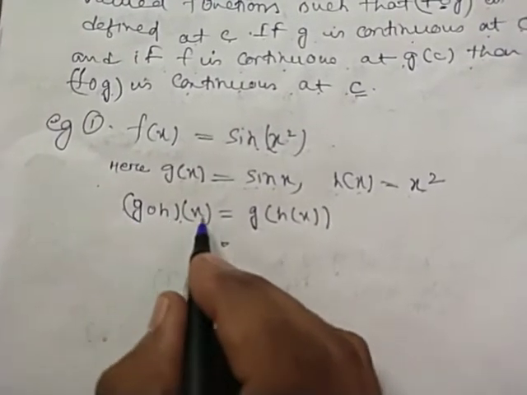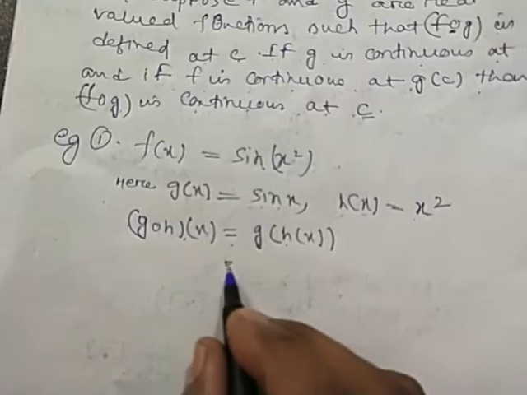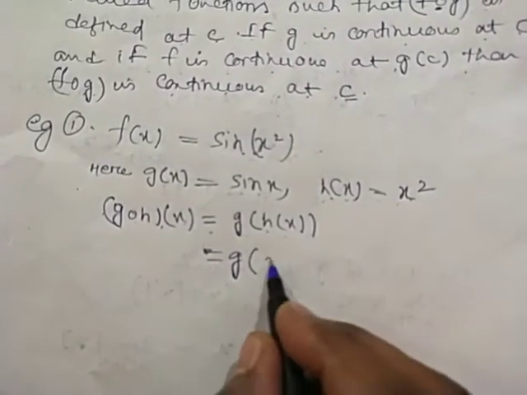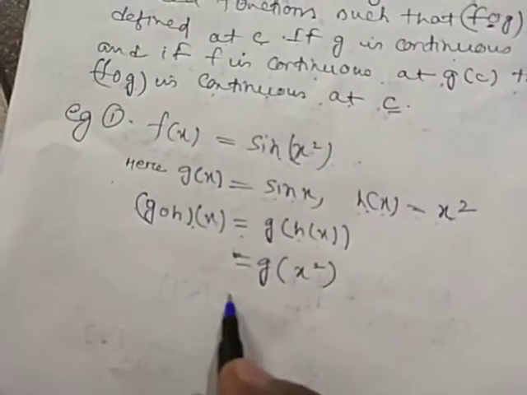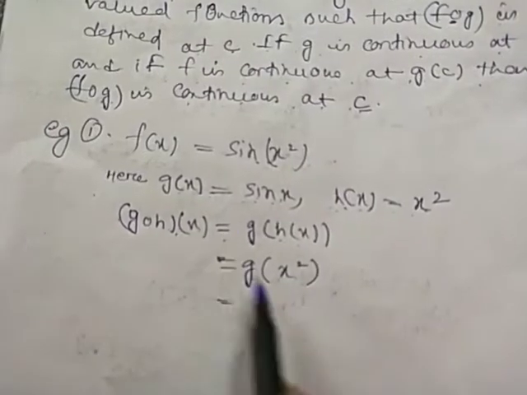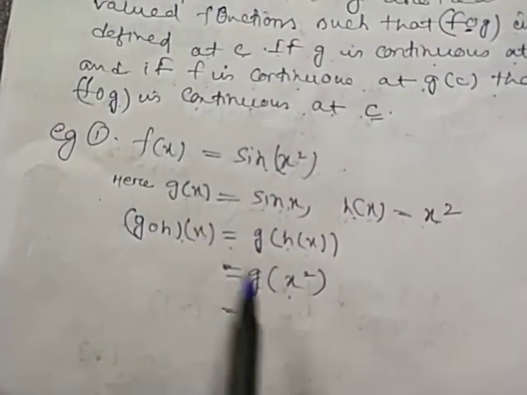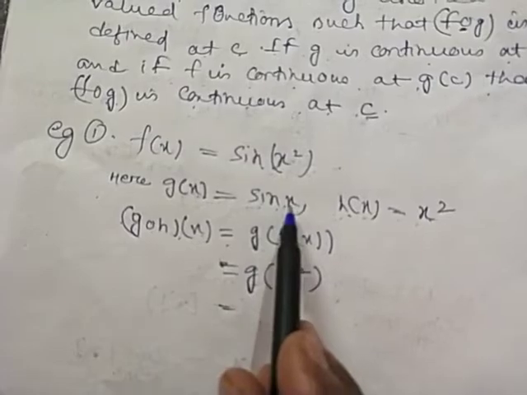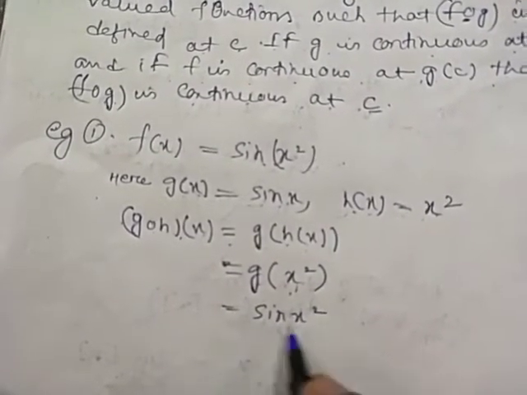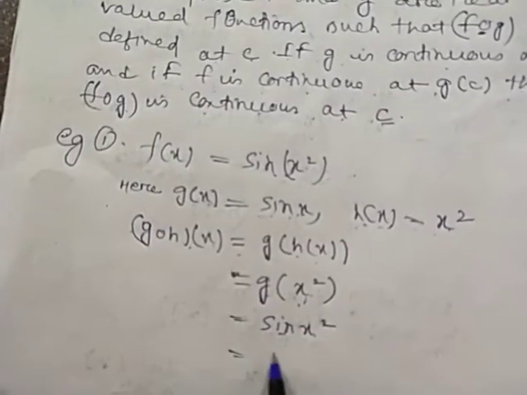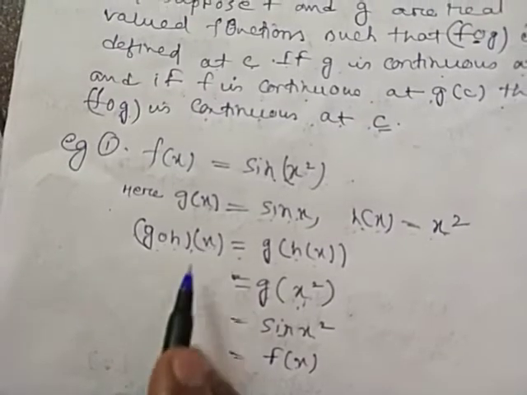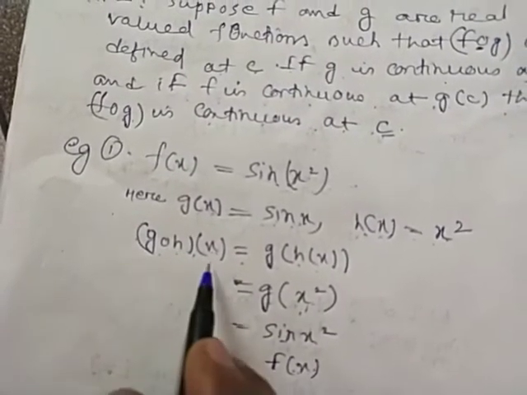Now g o h of x can be written as g of h of x, which equals g of x square, since h of x equals x square. Now you see g of x equals sin x. Compare these two and replace this x by x square. You will get sine of x square, and sine of x square is f of x. Means f of x equals g o h of x.